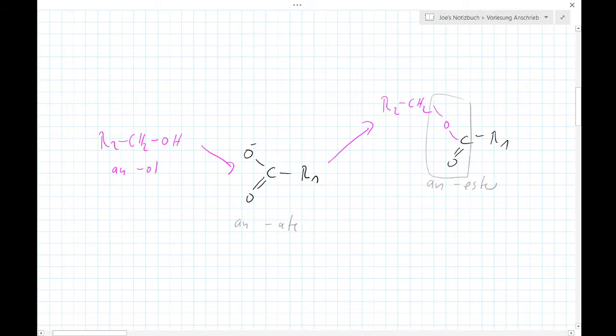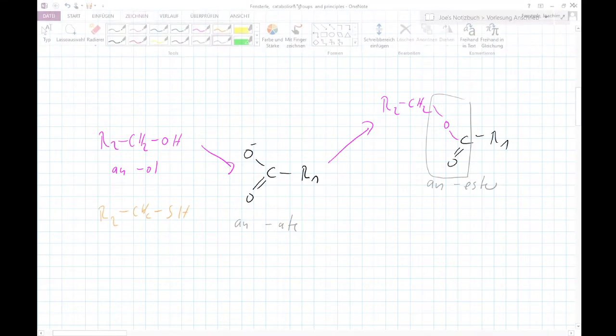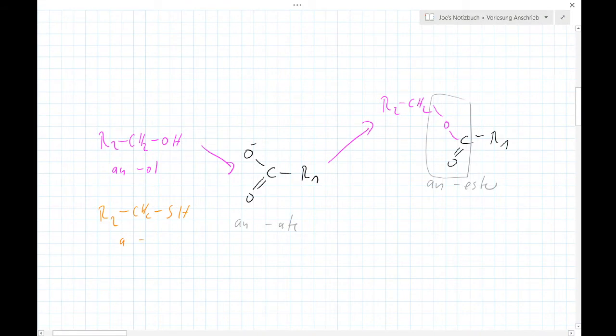And you remember, this is not energy rich enough. The energy of an ester bond is not energy rich enough to be transferred to ATP in substrate level phosphorylation. Now what's happening if I use this substance here? This is a thiol, because we have a sulfur instead of an oxygen. And if this reacts with my carboxyl group, I get this substance, a thioester.